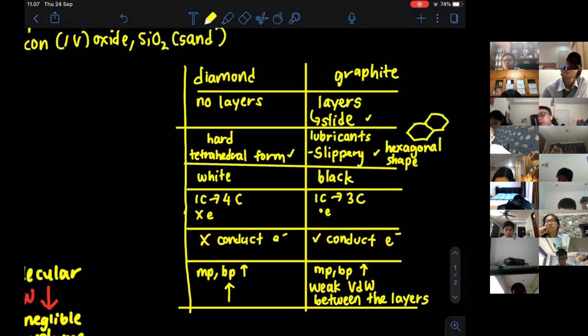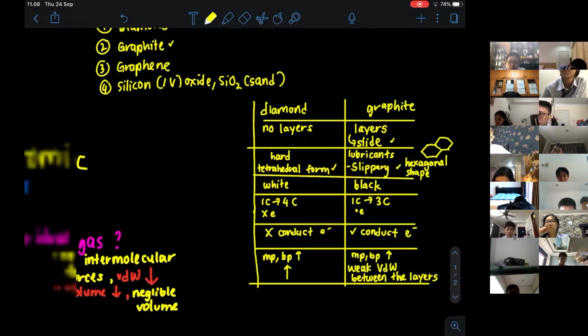So now, I will go into silicon 4 oxide. I think I mentioned this to you also before. Before we go into graphene, I will also teach you about silicon 4 oxide. Silicon 4 oxide is something they ask many times in MCQ questions, level 1 questions, where you study, get the info, and just write it down in your test.